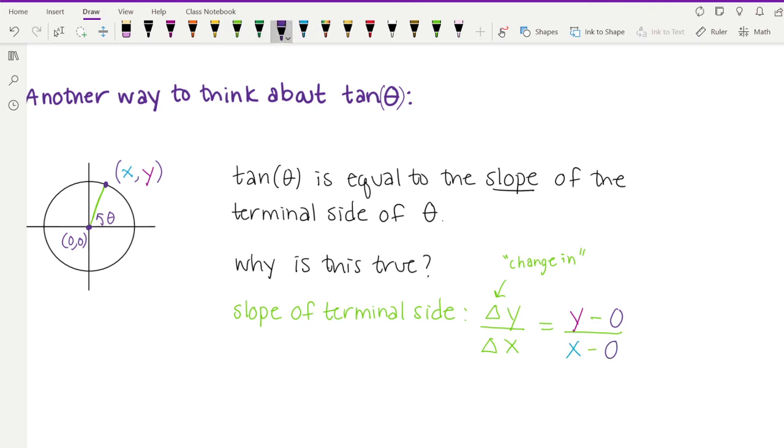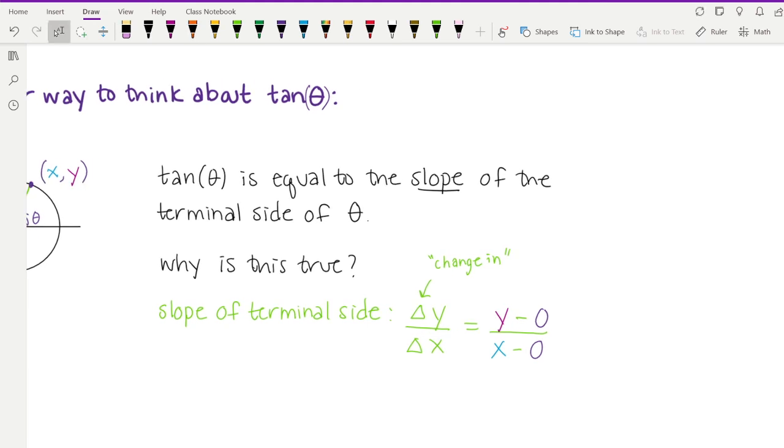All I'm doing here is writing down what you might have learned as y2 minus y1 over x2 minus x1. I'm just doing that using these 2 points: xy, because that's what we decided to label our terminal point, and then 0, 0, because the terminal side starts at the origin. And what does this simplify to? If you take y minus 0 over x minus 0, that just simplifies to y over x.